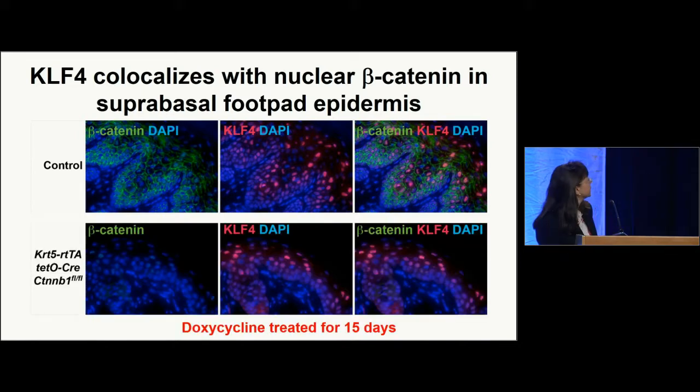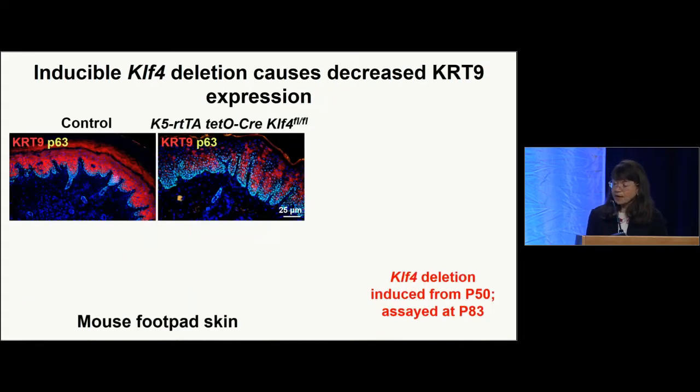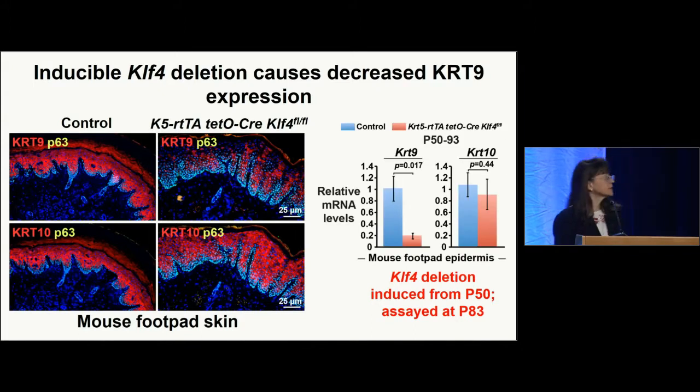And when we delete beta-catenin, KLF4 expression is unaffected. So importantly, when we deleted KLF4 in adult life, we found that it had very similar effects to loss of Wnt10A, including the palmoplantar defects and this smooth tongue. And this similarity was also borne out at the molecular level, where we found dramatically reduced keratin 9 expression in foot pad epidermis lacking KLF4, whereas keratin 10 was not perturbed. And again, this decrease in keratin 9 was at the mRNA level.